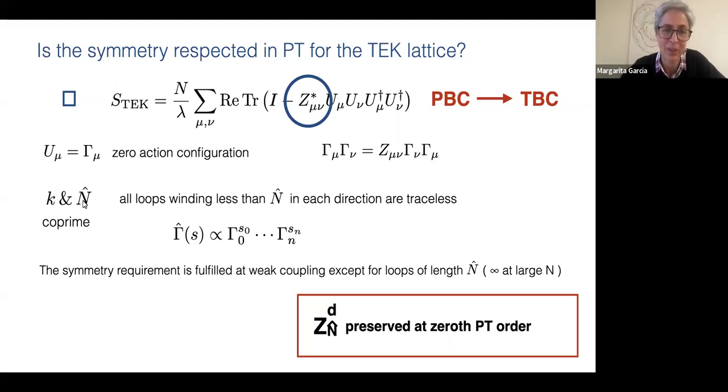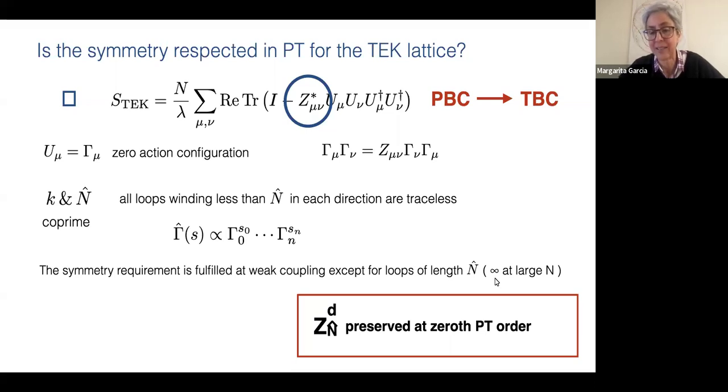But then I have told you that if one selects the flux reasonably, being co-prime with this n hat that I have defined, these matrices are all traceless as far as these s_n are smaller than n hat. So this means that I construct open loops of this way. These are just open loops that wind s_0 times in the direction 0, s_n times in the direction n. All these open loops will be traceless. And therefore, the zero-action solution preserves the symmetry, except for loops that are of length n hat. So there is a Z n hat symmetry that is preserved at zeroth order in perturbation theory, contrary to what happened in the Eguchi-Kawai lattice, okay?